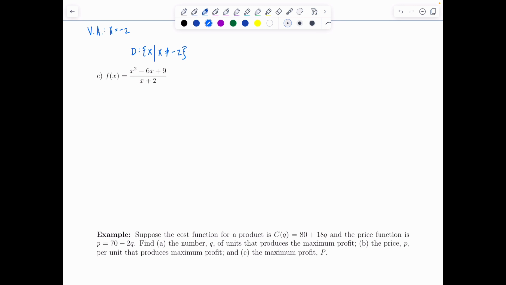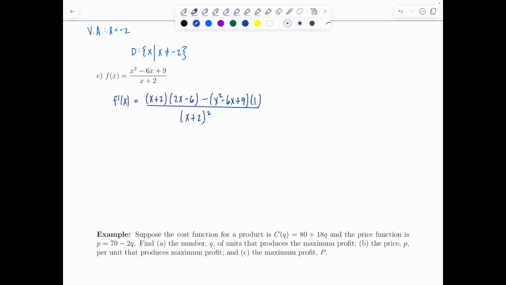All right, let's proceed and take the derivative, f prime of x. So we're going to do the quotient rule. I'm going to recite the little rhyme. So we've got low d high, so denominator times derivative of the numerator, which is 2x minus 6, minus high d low, so that's x squared minus 6x plus 9. D low is just 1, over low low, x plus 2 squared.